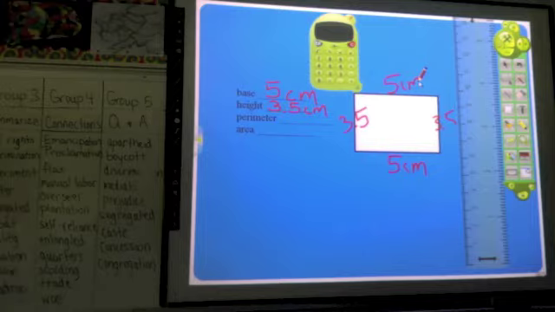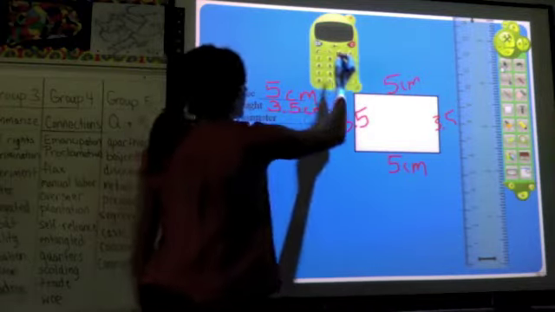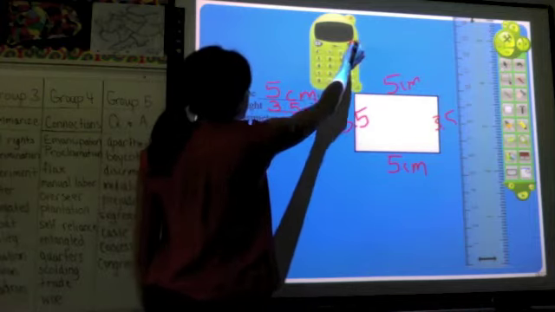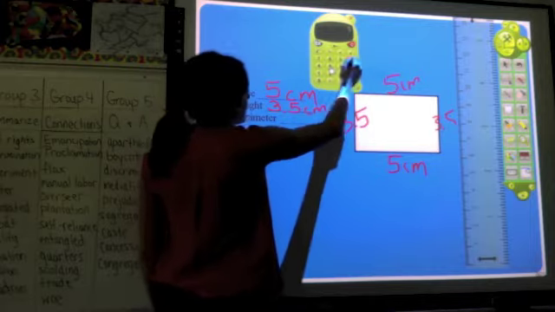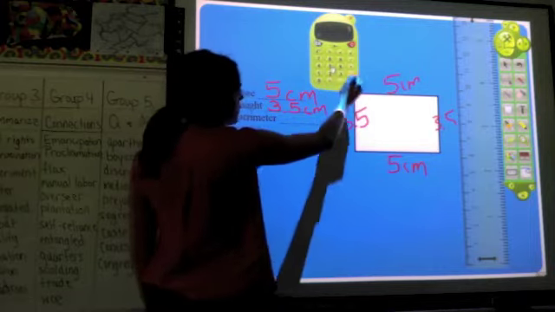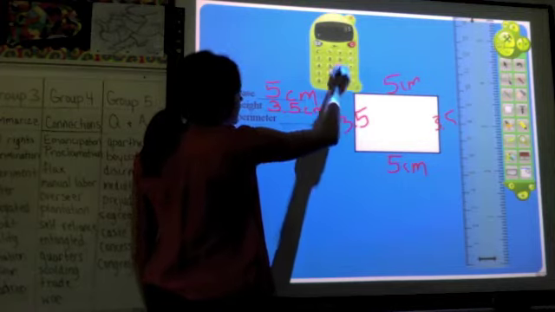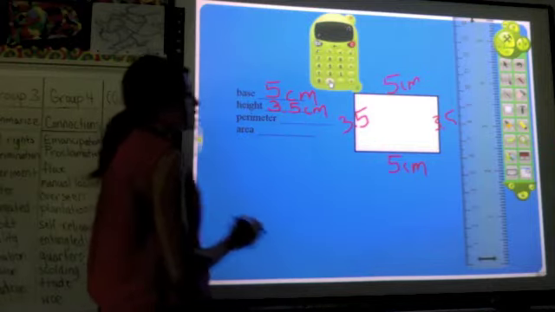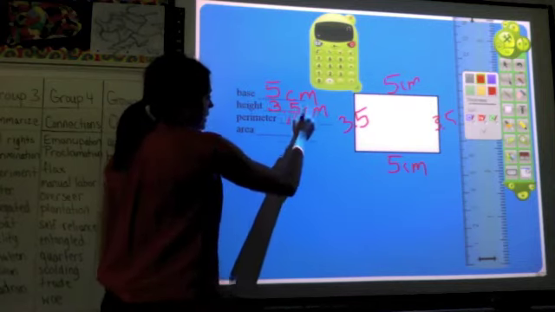You will be allowed to use a calculator on this test, so we're going to practice using a calculator to find the perimeter and area. All right, we know to find the perimeter of a rectangle, all we have to do is add up all of the sides. So let's go back to our calculator and add up all our sides. Remember, when you use your calculator, you need to turn it on, and it should say 0 up in the corner. Then you're going to take 5 plus 5 plus 3.5 plus 3.5 equals 17. So the perimeter of my shape is 17.